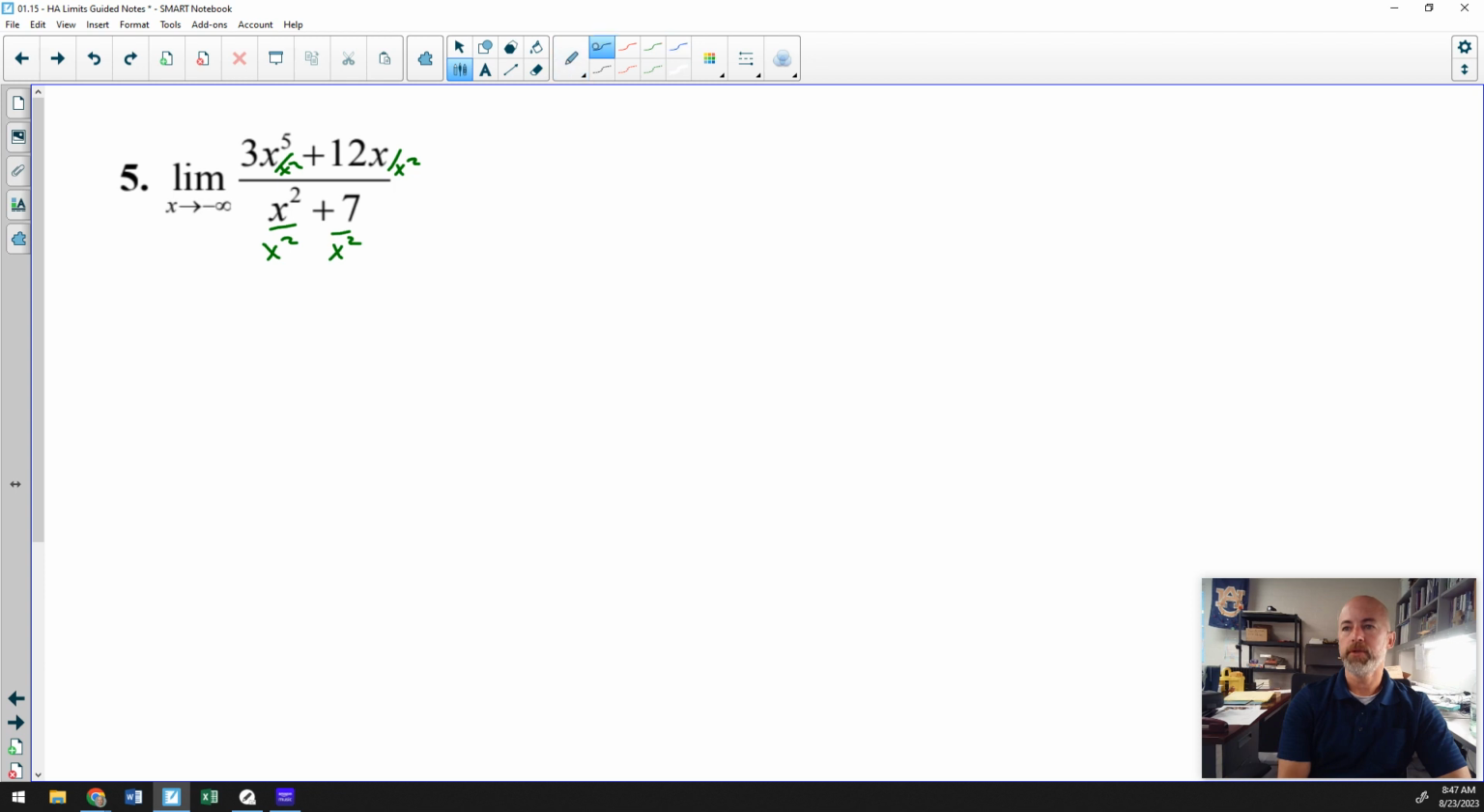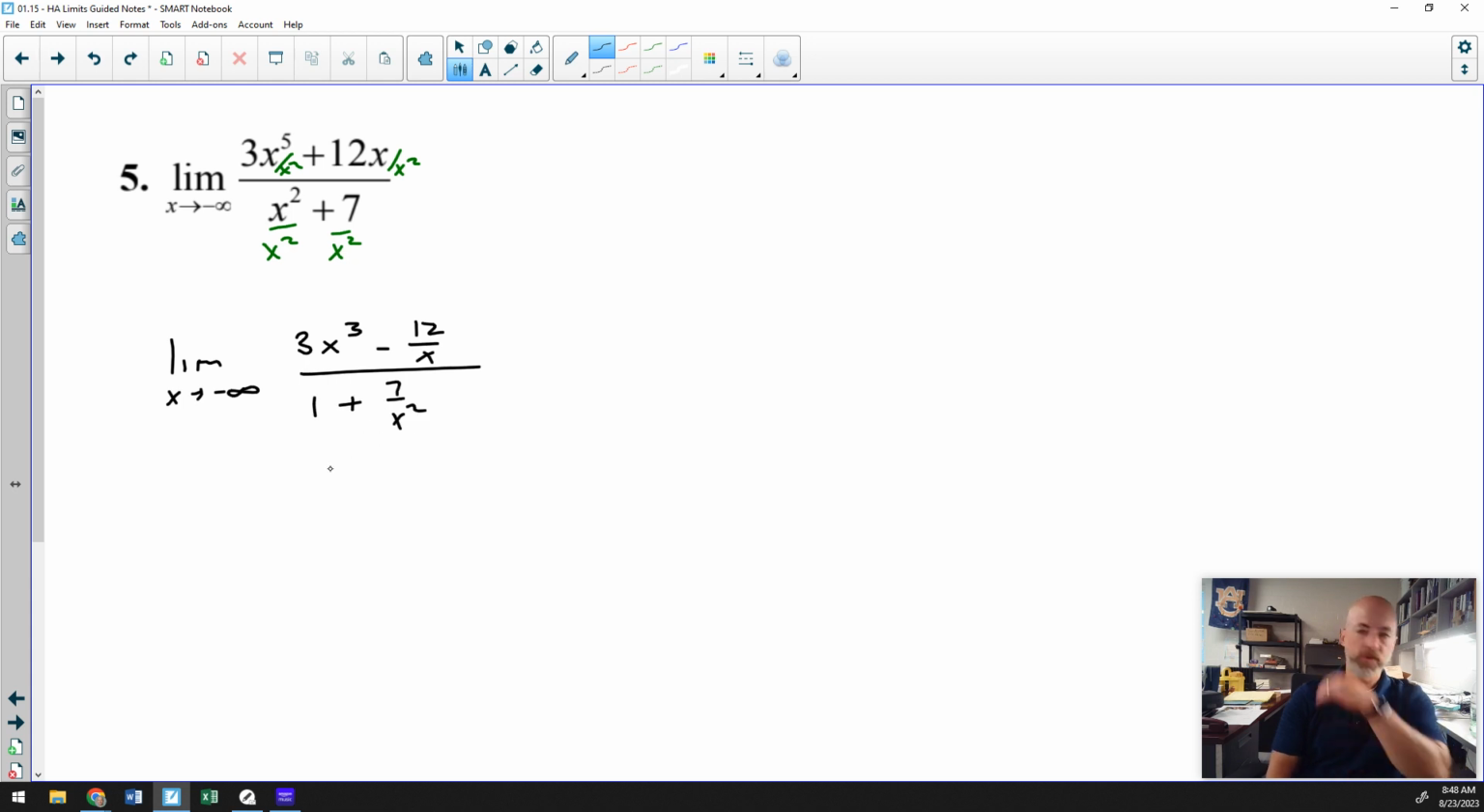And when I reduce those, we get the limit as x goes to negative infinity of 3x to the fifth over x squared, which is 3x cubed; 12x over x squared, which is 12 over x; x squared over x squared, and 7 over x squared. And then we look and see what x approaching negative infinity can still impact. Any constant divided by infinity will go to 0. That's going to go to 0. That's going to go to 0.